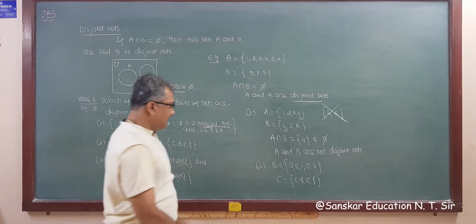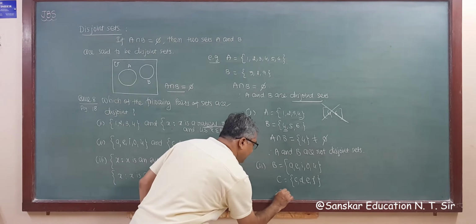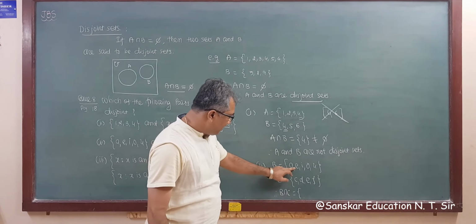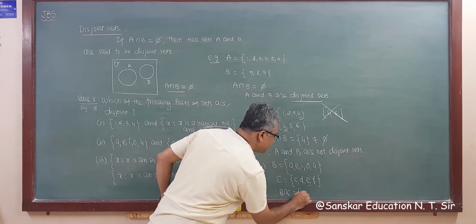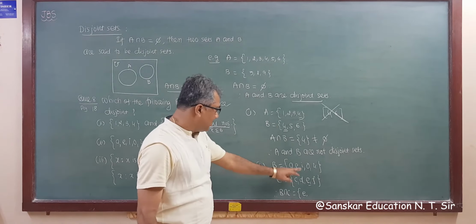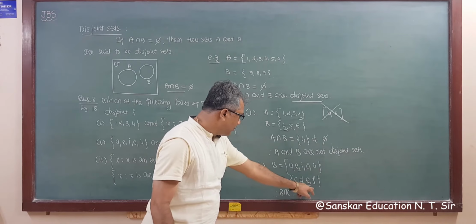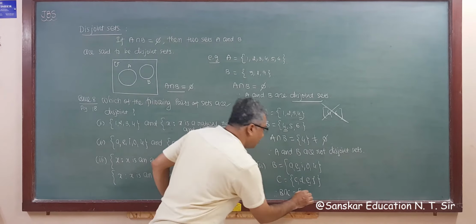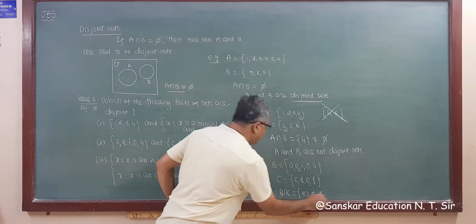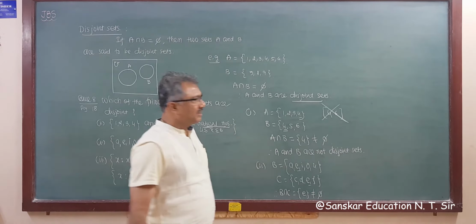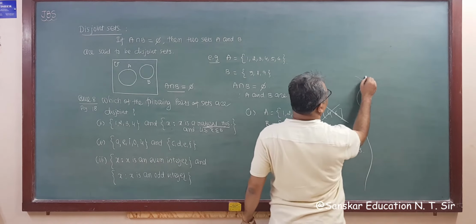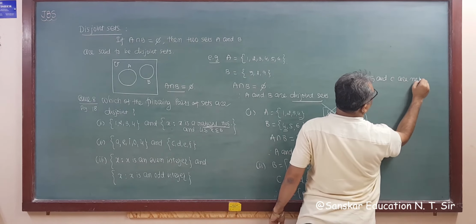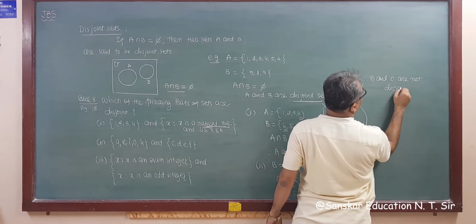So now the intersection of these two sets, B intersection C. Is there any element? No A. E? Yes, E is there. So this is E. Then I, no. O, no. U, no. So this is E, again a singleton set, not equal to the empty set. Therefore B and C are not disjoint sets. So I am writing here, therefore B and C are not disjoint sets.